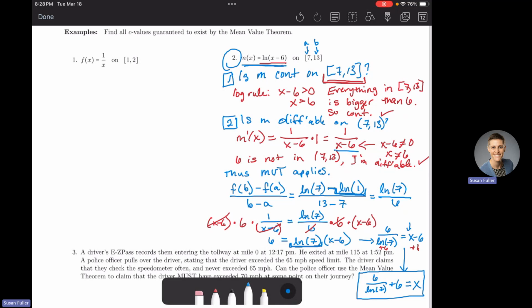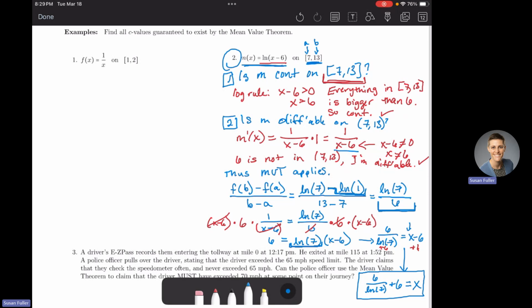That's my c value, the number between a and b, between 7 and 13, where the instantaneous slope is equal to ln of 7 over 6, which is my average rate of change between my endpoints. And if you're like, ooh, that doesn't look like it's between 7 and 13, if you plug this into your calculator, you'll find that it's 9 point something. And you will find that it is, in fact, between 7 and 13.